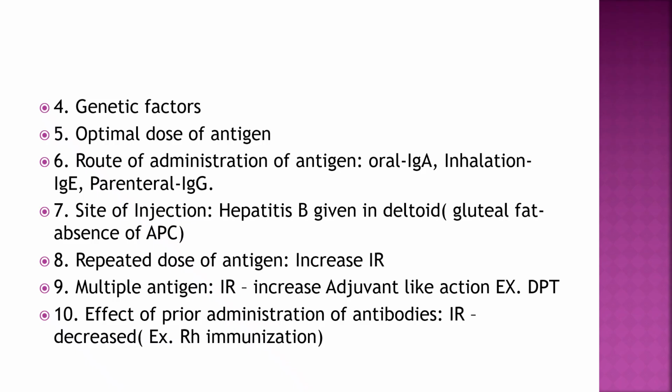Then repeated dose of antigen. They increase immune response. Then multiple antigens. So immune response is increased. In that, adjuvant-like action is there. Example of that is DPT vaccination. In that, pertussis acts as an adjuvant. Then effect of prior administration of antibodies. So immune response is decreased. Example of that is Rh immunization. In that, if the Rh immunoglobulin is given, then Rh antibodies are not produced, and that is used in the treatment or prevention of hemolytic disease of newborn.